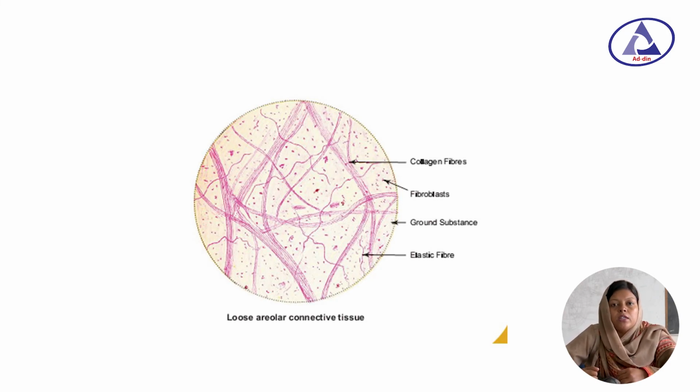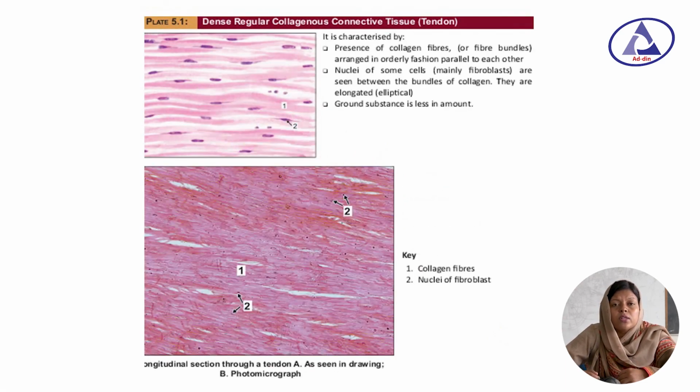The fibers of the connective tissue are classified into three. Number 1, collagen fiber. Number 2, reticular fiber. Number 3, elastic fiber. The most important and most abundant fiber in connective tissue is collagen fiber. Collagen fiber is synthesized and secreted by the fibroblast cell, and it is the supporting structure of our body. Collagen fibers are classified into 3 types: fibril forming, anchoring, and network forming.